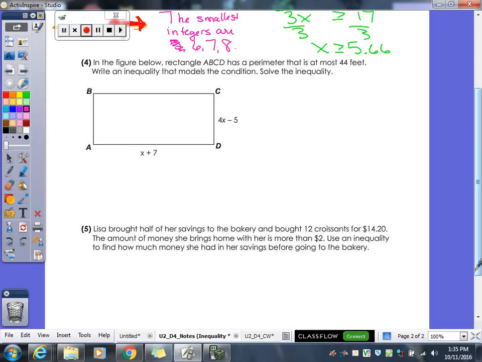This is a perimeter problem. I like to fill in all the sides because I know some people on the quiz today didn't do that and only added 2 sides and not 4. So you've got to be careful with that. Okay, it says the perimeter is at most 44 feet. Again, that little word at, you think most means more. At most means less than or equal to 44.